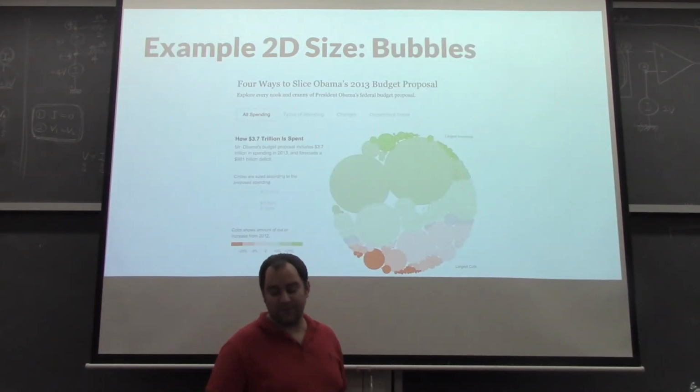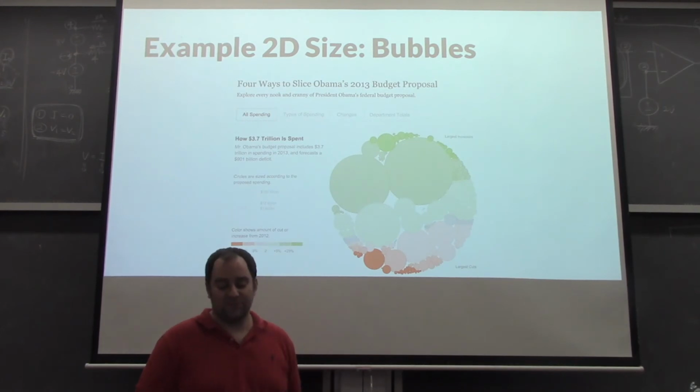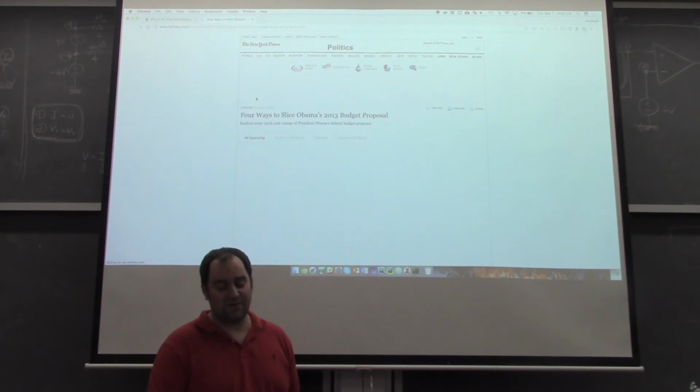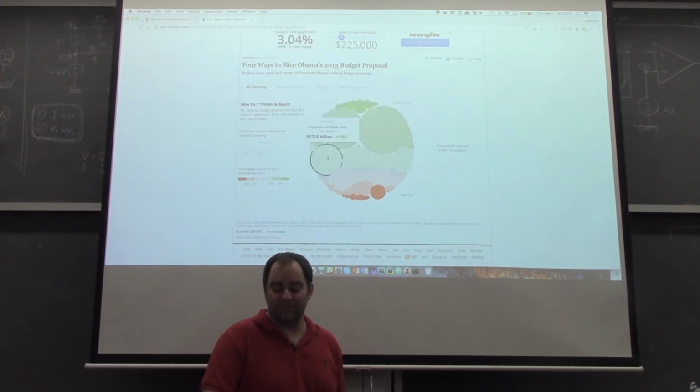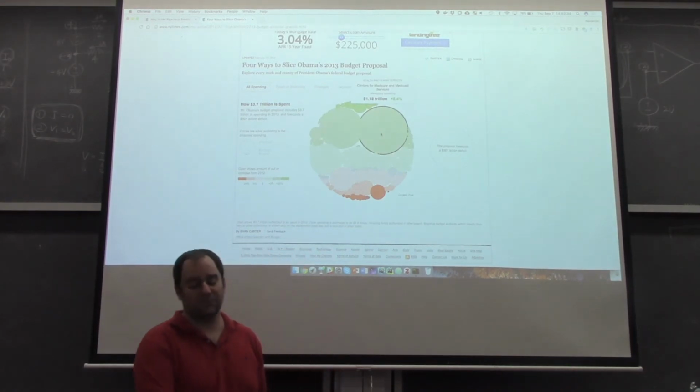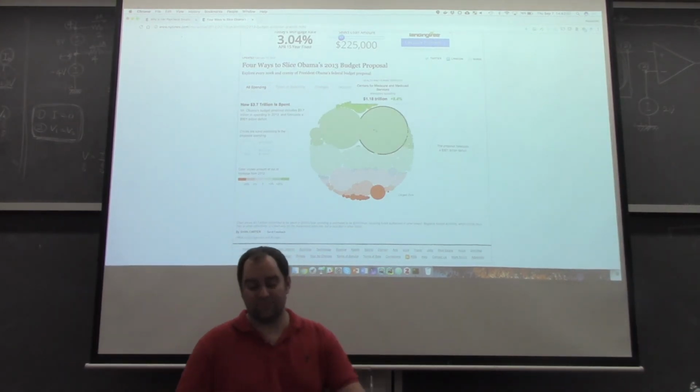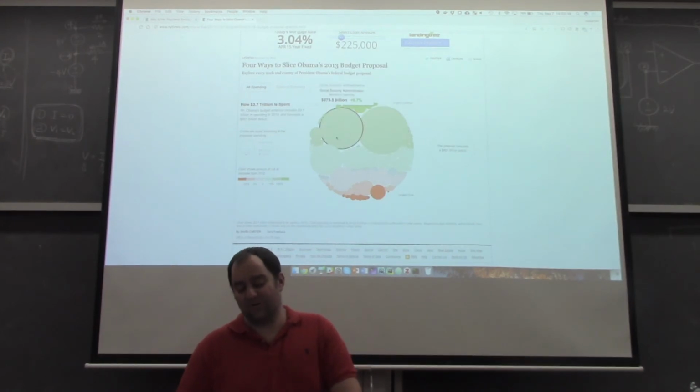So here is an example of using 2D size. This is, again, a New York Times graphic on how to slice Obama's budget. We'll be looking at this in more detail at some other point, but what you see here is essentially just the major expenditures in the US budget. So we can see Social Security, or it's actually all spending, not discretionary. Social Security and Health and Human Services here are by far the biggest blocks.